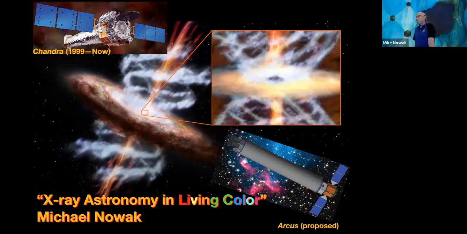X-ray astronomy in living color. So it's going to be about spectroscopy in X-ray astrophysics, and I've shown a picture here on the slides. In the upper left-hand corner is a currently flying satellite, the Chandra X-ray Observatory. It's a satellite I worked on for about 15 years of my career. It's been flying for a little over 20. It is still flying now.